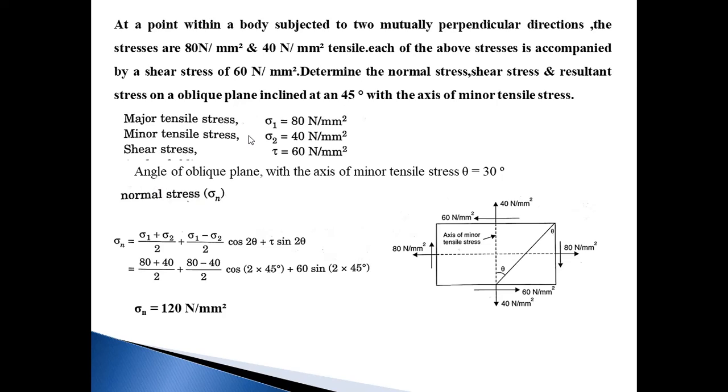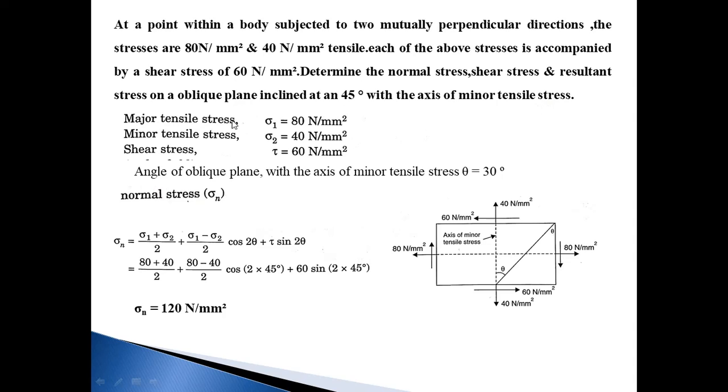Let us see an example. At a point within a body subjected to mutually perpendicular directions, the stresses are 80 Newton per mm square and 40 Newton per mm square tensile. Each of the above stresses is accompanied by a shear stress of 60 Newton per mm square. Determine the normal stress, shear stress and resultant stress on an oblique plane inclined at 45 degrees with the axis of the minor tensile stress.